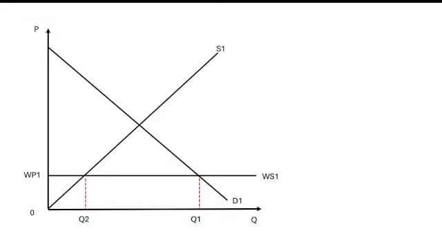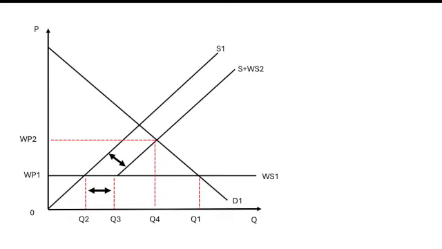So my quota is going to be between that amount. I've picked Q3, so the volume of imports that I'm allowing into this country is restricted to Q2 to Q3. That creates a new supply curve, which shows the domestic supply as well as the quota of imports which were allowed into the country. Because of that, it creates a price change. We are no longer operating at world price 1, we are now operating at world price 2.